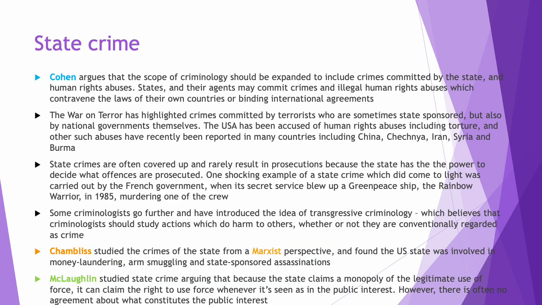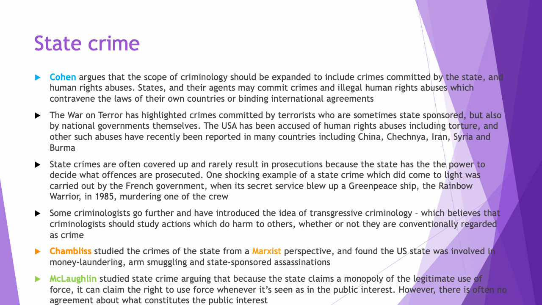Functionalist Cohen argues that the scope of criminology should be expanded to include crimes committed by the state and human rights abuses. States and their agents may commit crimes and illegal human rights abuses which contravene the laws of their own countries or binding international agreements. The war on terror has highlighted crimes committed by terrorists, who are sometimes state-sponsored, but also by national governments themselves.